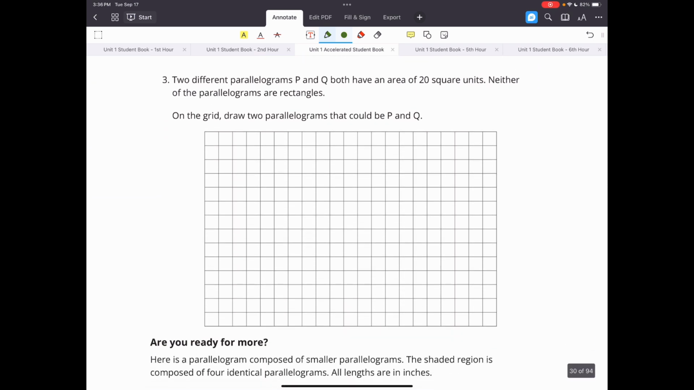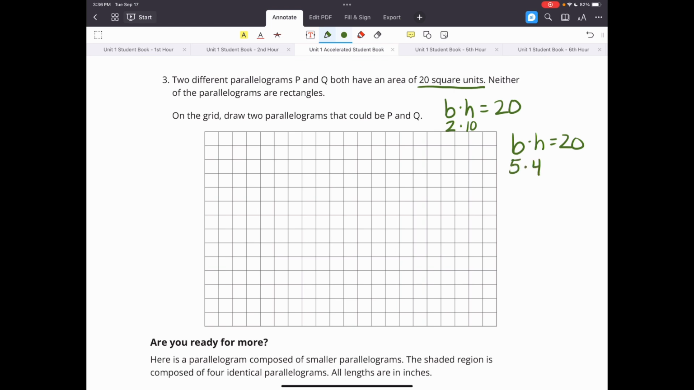Two different parallelograms, P and Q, both have an area of 20 square units. Neither of the parallelograms are rectangles. On the grid, draw two parallelograms that could be P and Q. You can pause this and try to do this on your own. I am going to show you how you can do this, but first we have to think of 20 square units. So what base and what height can I use to get 20? And I need two of those. So I need to come up with factors that multiply to be 20. The first one I think of is 10 and 2. And the second one I think of is 5 and 4.